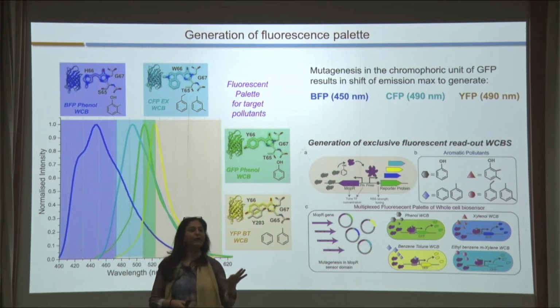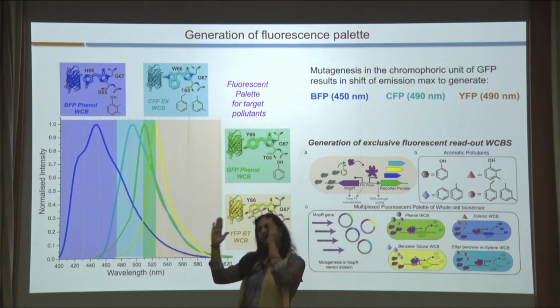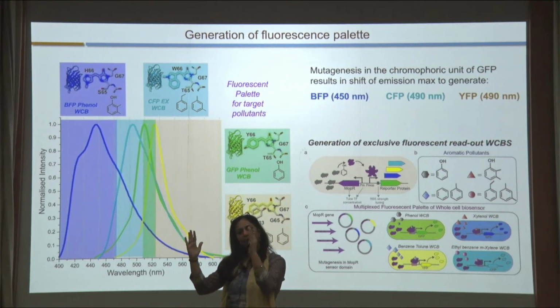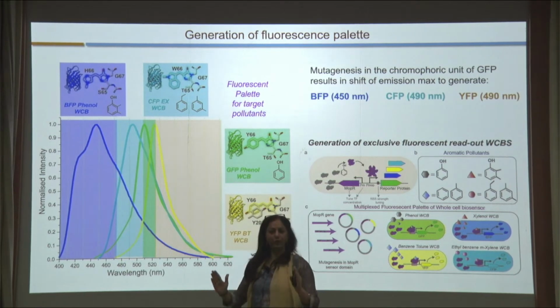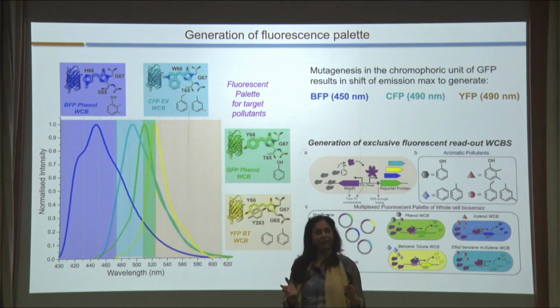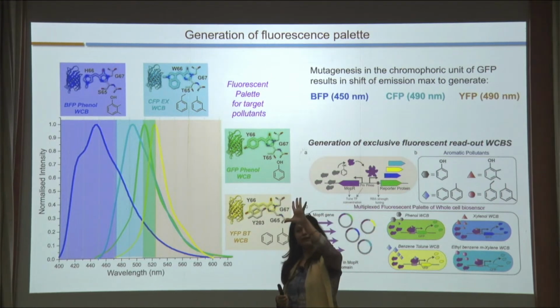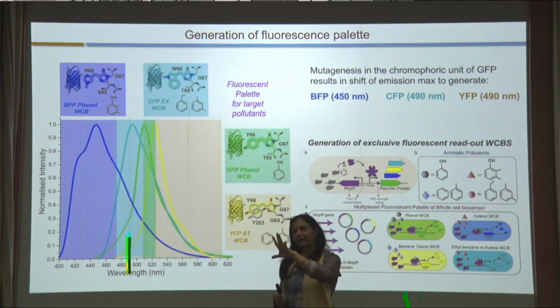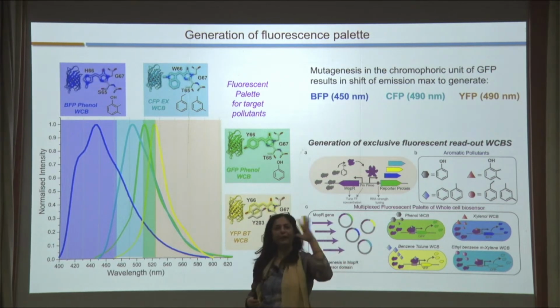So why am I doing this? I am trying to make a system which has different reporters. Why do I want that? Because one will be for phenol, one will be for benzene, one will be for toluene, one will be for xylenol. Because my sensor is different, I am going to get one sensor system, one color, another sensor, another color, a third sensor, another color. So I am making a palette of colors depending on the sensors.